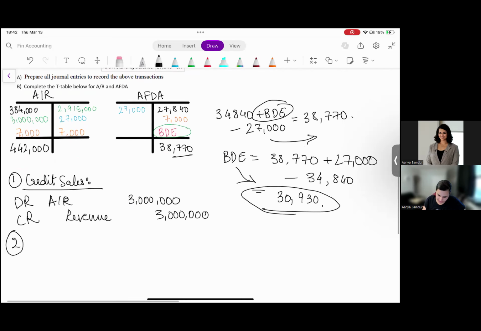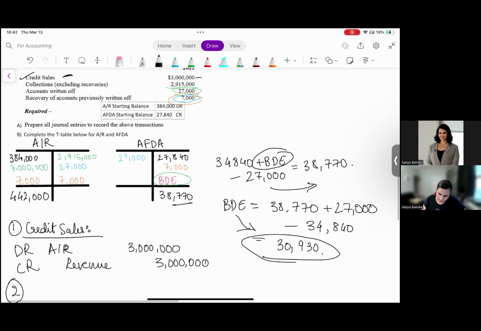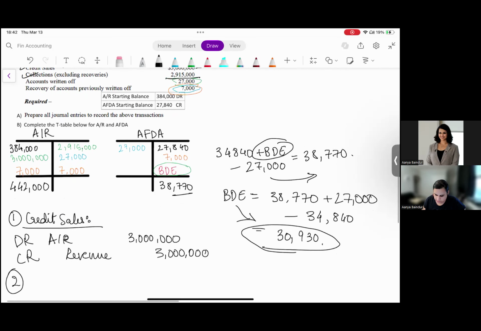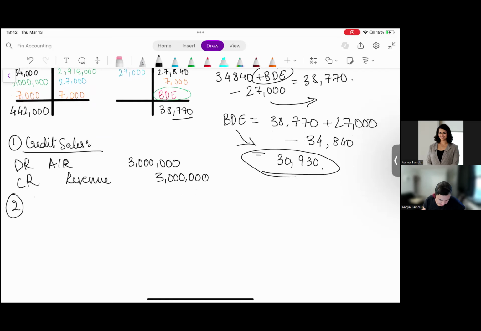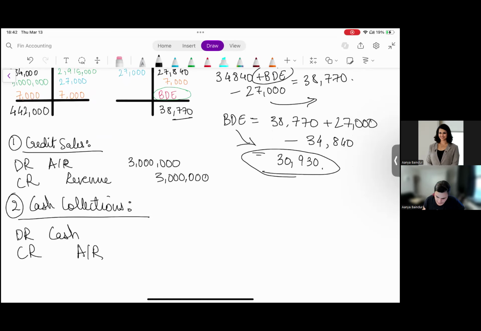Now the next one tells us that we collected 2,915,000 worth of dollars. And so let's do that. Cash collection. In this case, we debit cash because we received cash and we credit accounts receivable for 2,915,000.